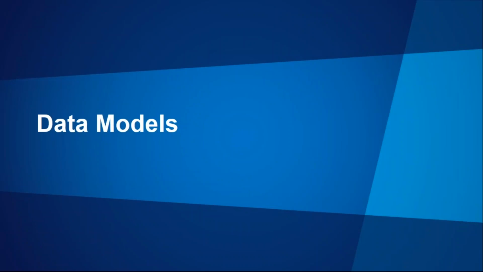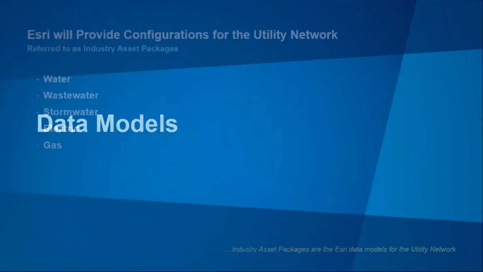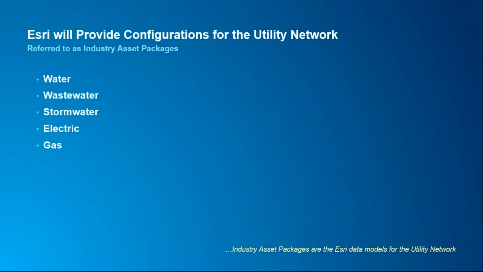And to get you started with that, Esri's building a set of baseline models to get you jump started, just like we do with today's industry models. Now, we're going to provide configurations for a number of key areas. And what we're going to start hearing is the term asset package, and I'll explain what this is. We provide models for water, wastewater, stormwater, electric, and gas. The initial beta is going to provide water, electric, and gas, and we'll be working on stormwater and wastewater throughout the year.